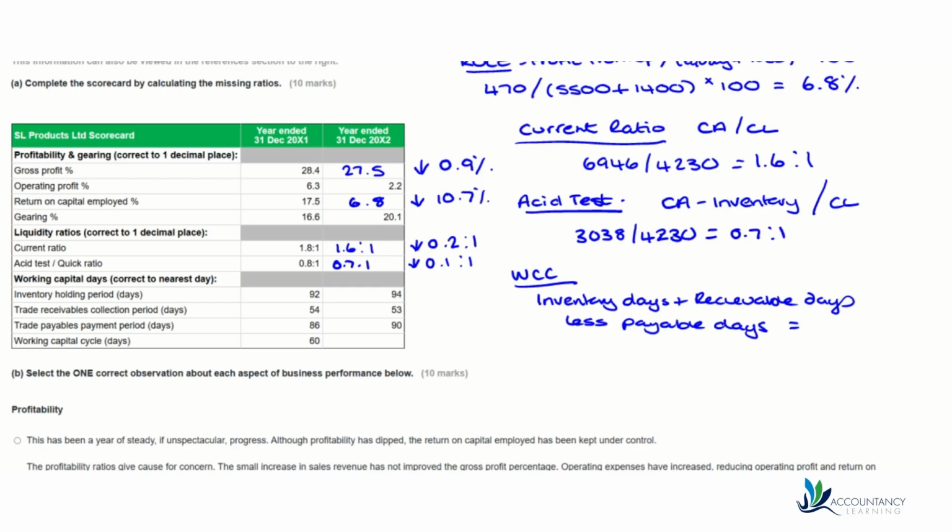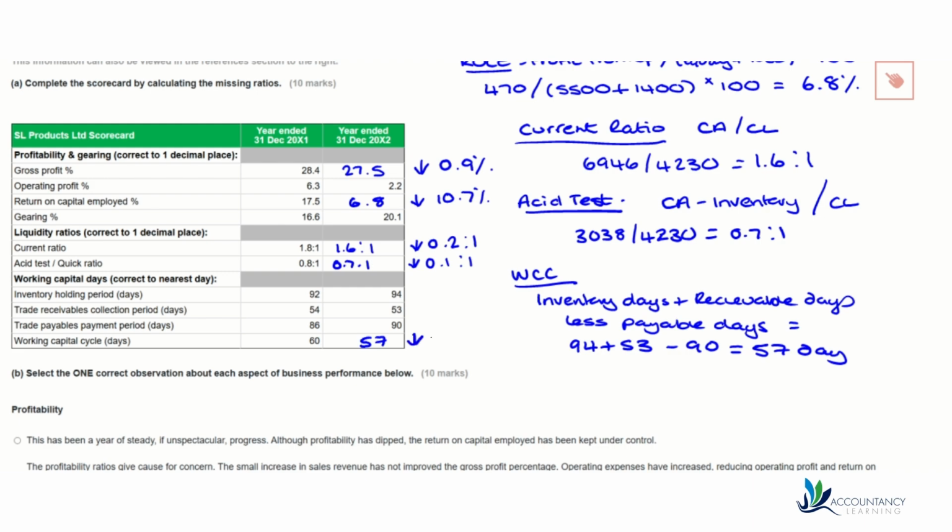And the formula for this is the inventory days plus receivable days minus the payable days. Sometimes learners do get confused with the formula for this one. If we just think about the assets and the liabilities, we're going to add all the assets together, which is the inventory and the receivables, and we'll deduct the liabilities, which is the payables. So here we've got the 94 plus the 53, then we're going to take off 90, and that's going to leave us with 57 days.